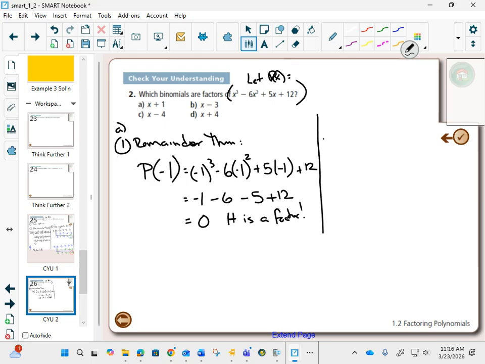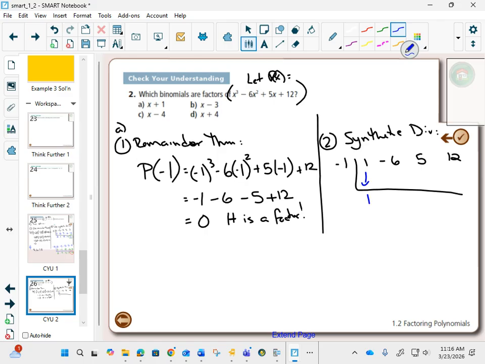We can also see it using synthetic division. 1, -6, 5, and 12. Again, I double check that they're in the right order, and I double check that no degrees were missing. I'm dividing by x plus 1, so -1 would be out in front. Bring the 1 down, multiply, add, multiply, add, multiply, add, and sure enough, I get that remainder of 0.